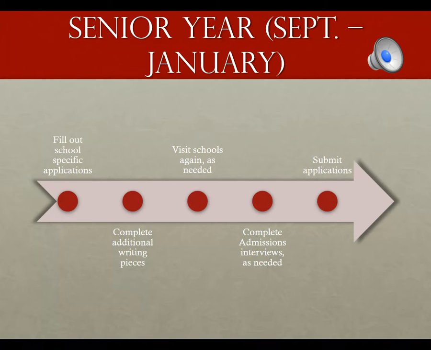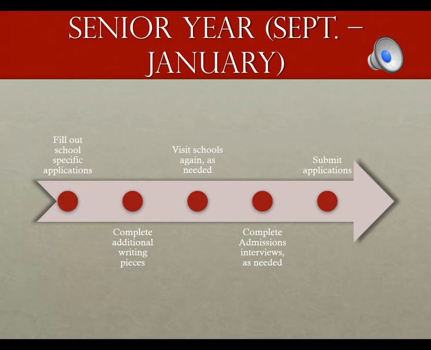A lot of schools that use the Common App, while they take the Common App admissions essay, they also require an additional writing piece to be completed. And of course, school-specific applications typically have separate essays. Sometimes kids can use their Common App essay for a school-specific application. Sometimes they have to write a new essay. So the fall of senior year, if it hasn't already been done, is really the time to finish that up. Students can do additional visits or overnights to see different schools, and they can also complete admissions interviews if needed.